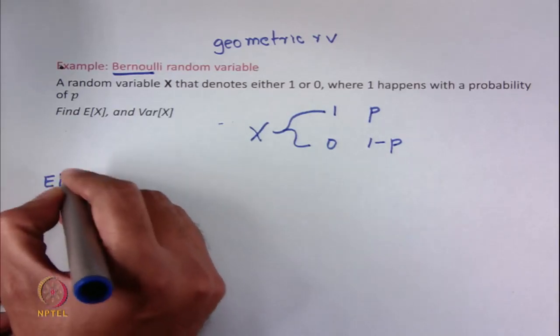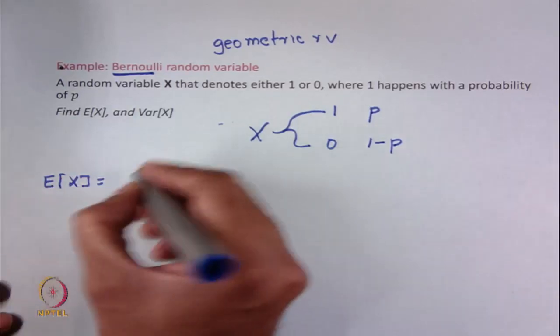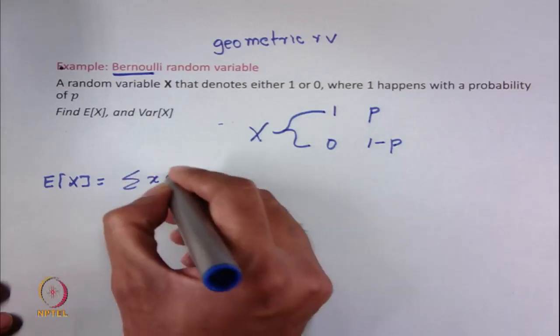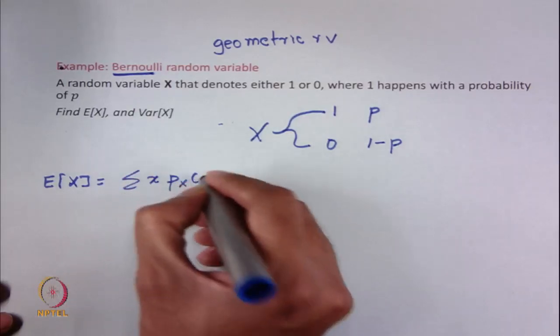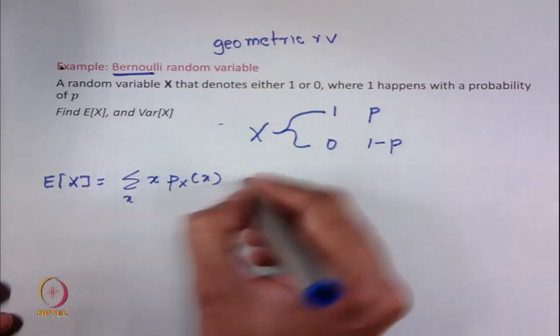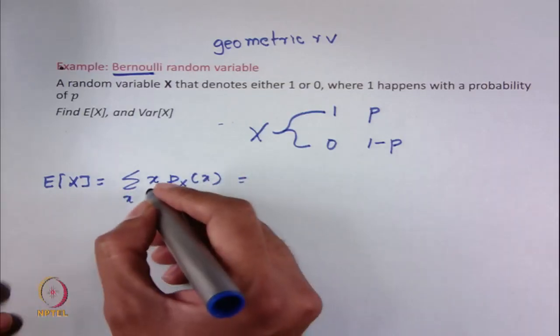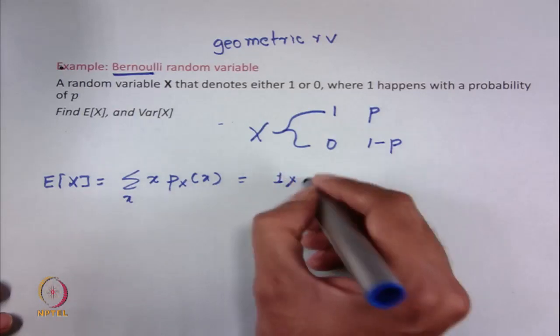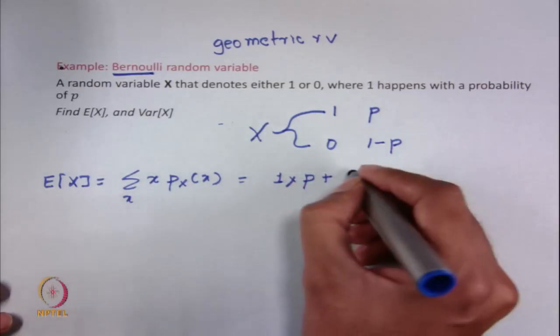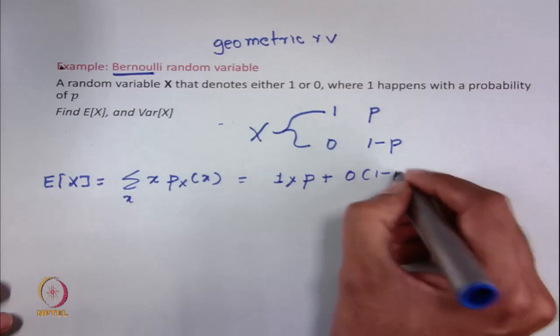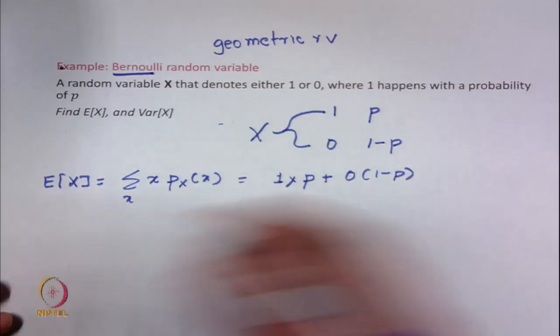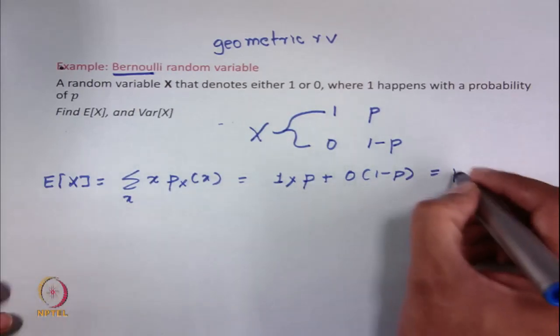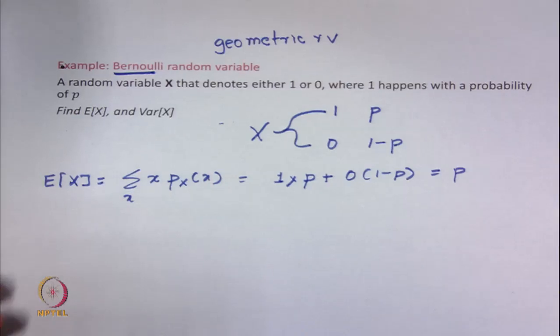So, expected value of this random variable, we can use this. Here it is simple, x takes only two numerical values either 1 or 0, it takes 1 with the probability of p, and it takes 0 with the probability of 1 minus p. So, the expected value of this random variable is nothing but p, easy, is not it.